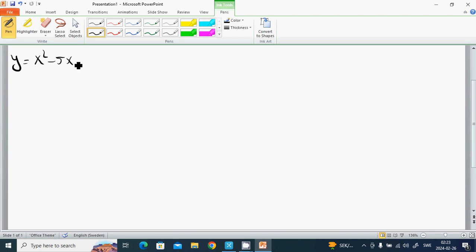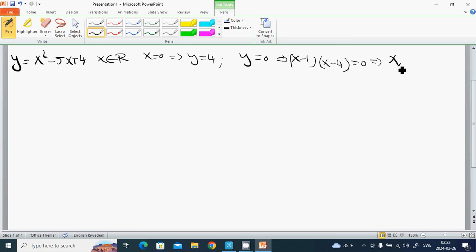y equals x squared minus 5x plus 4, x belongs to R. We are going to study x equals 0, then y is 4. And y equals 0, then x minus 1 multiplied by x minus 4 equals 0, then x1 is 1 and x2 is 4.